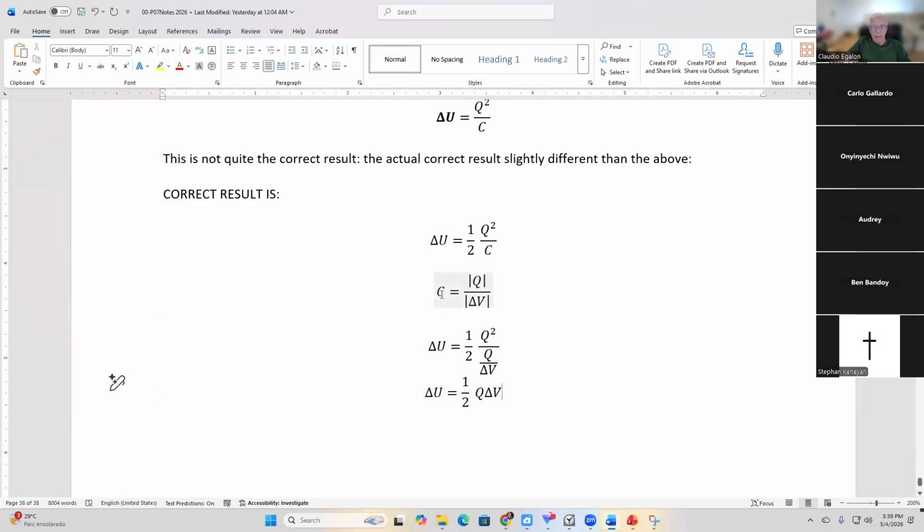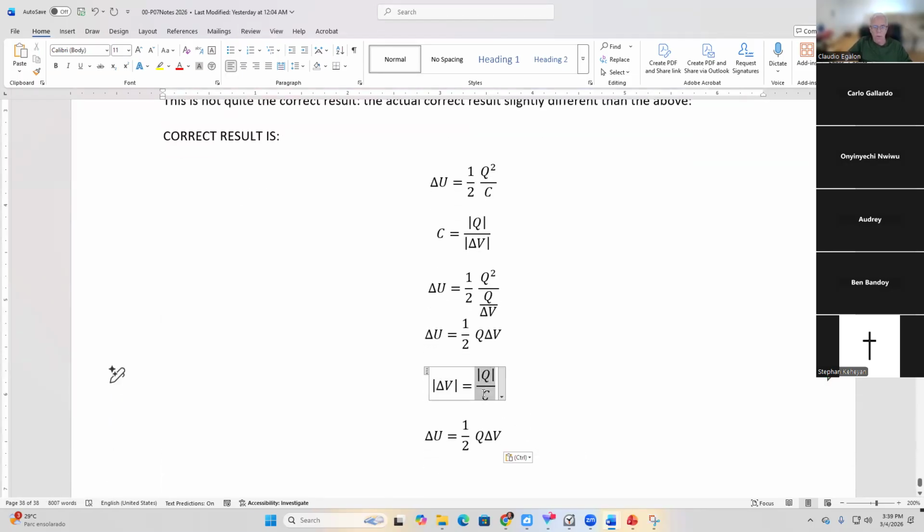And then you can take the same equation and substitute for delta V. When we do that, we get a third format of the same equation, half C delta V squared, substituting Q in terms of C and delta V.